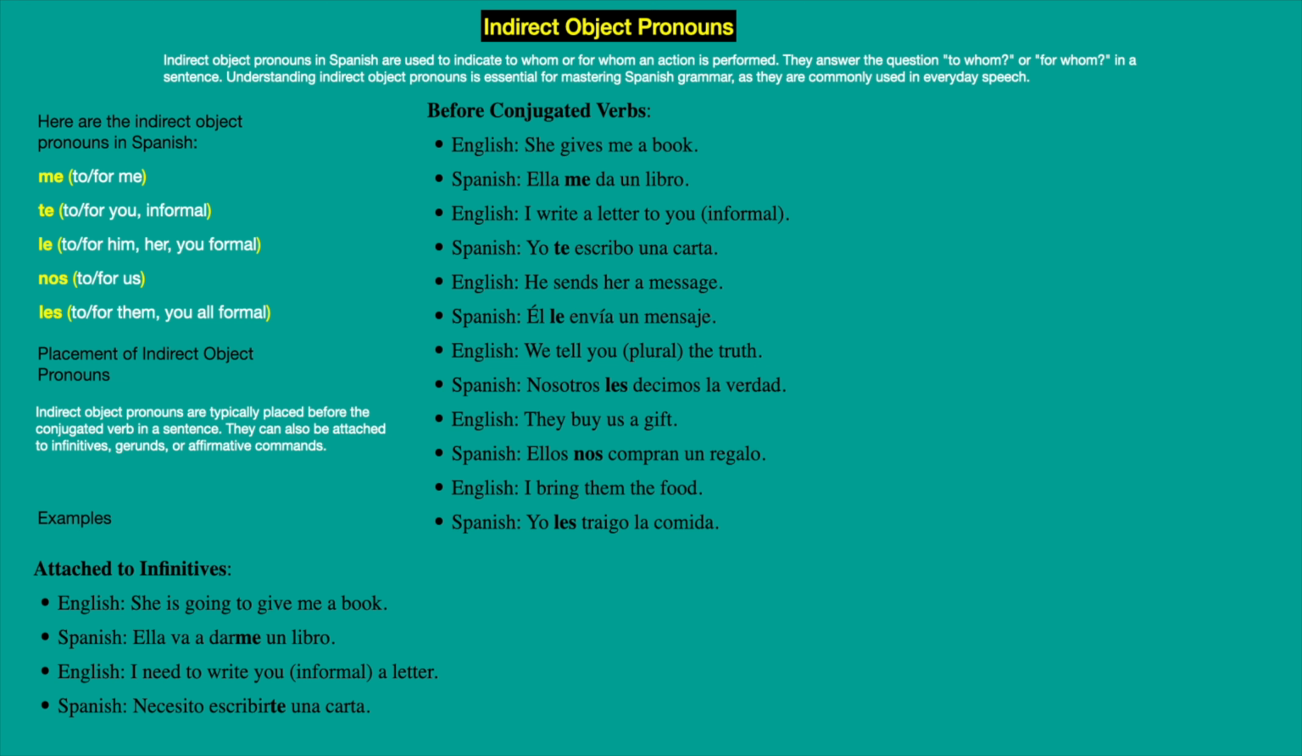He sent her a message. So, él le envía un mensaje. Le envía un mensaje. Yo te envío un mensaje. The same, or te envío un mensaje. We tell you the truth, okay? So, nosotros, again, you can remove nosotros, but you say nosotros les decimos la verdad. Decimos is conjugated, but then you say to whom? Nosotros les, to them, nosotros les decimos la verdad.